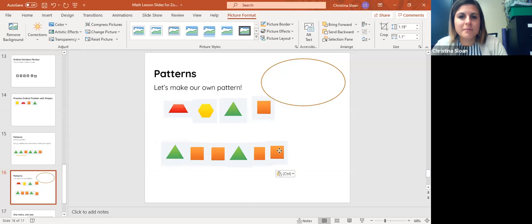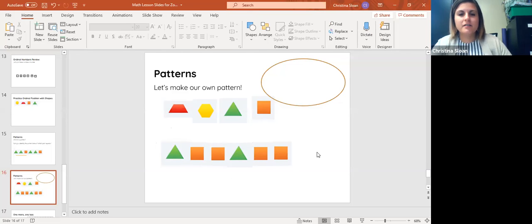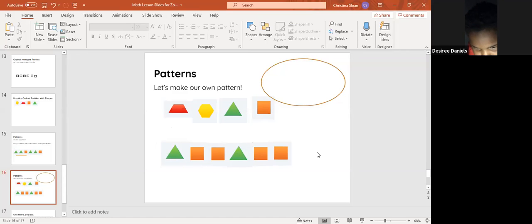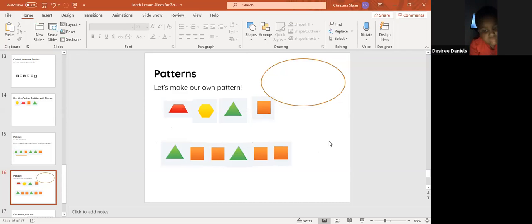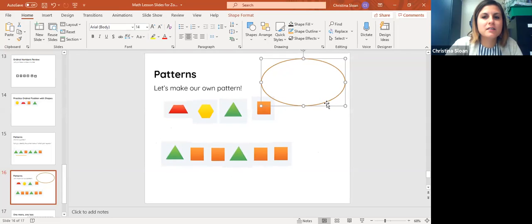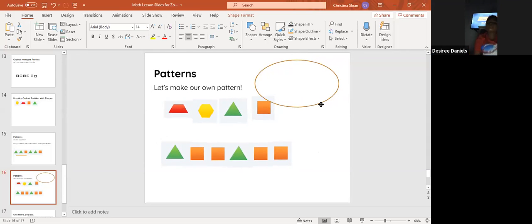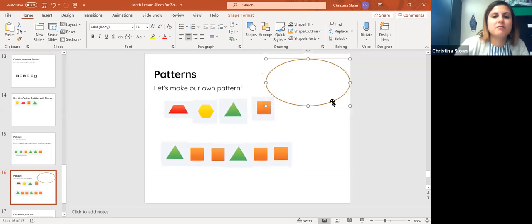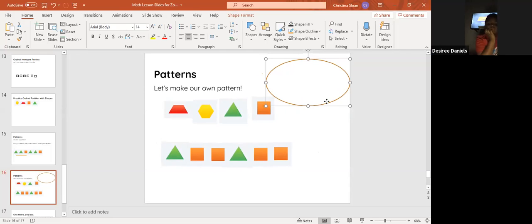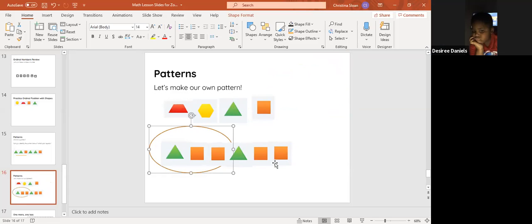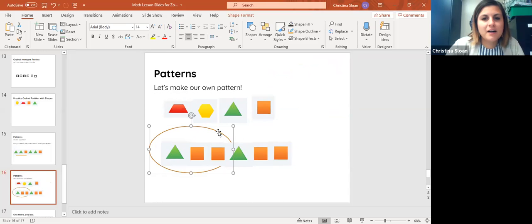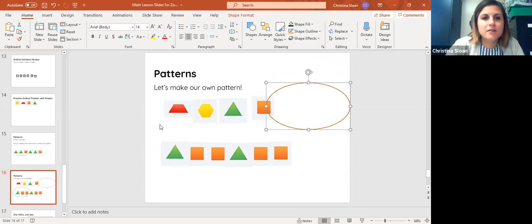All right. So what is our pattern here, Kari? Triangle, square, square, triangle, square, square. What would come after the square? Triangle. Nice job. And what's the part that repeats? What's the group of shapes that repeats over and over? Triangle, square, square. Very good. So it's triangle, square, square. Triangle, square, square. Awesome job. Thank you, Kari.